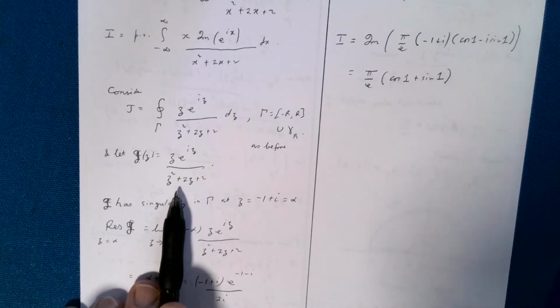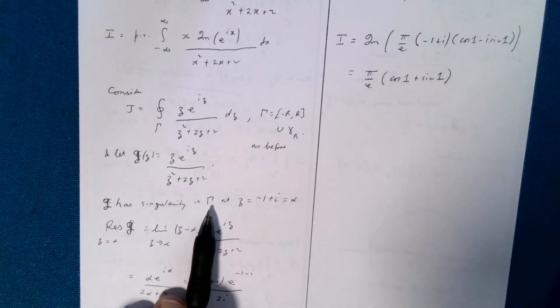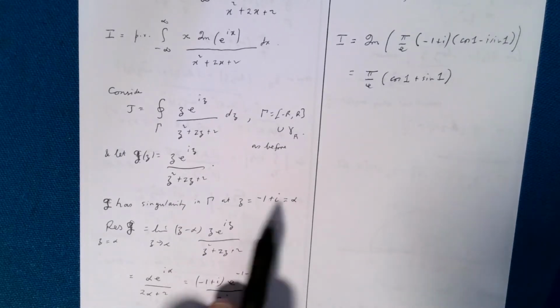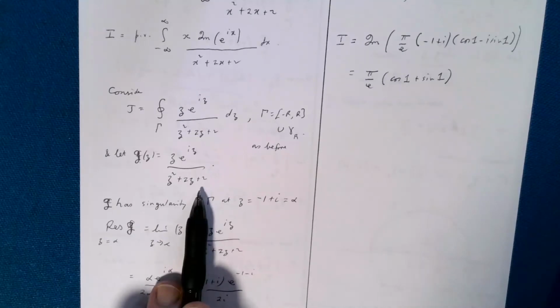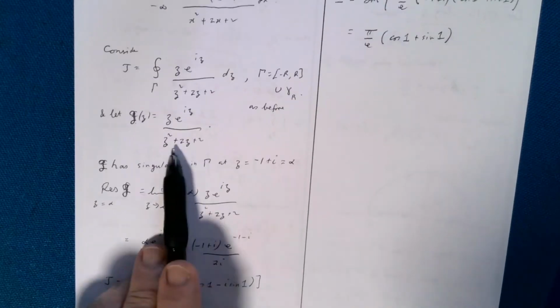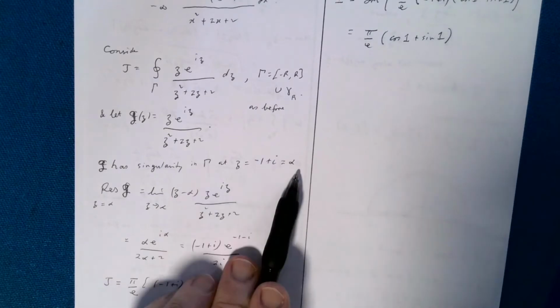Now, as before, we find the singularities. Inside gamma, this only has one singularity, which is at minus 1 plus i. You just solve this equal to 0. And again, it's going to be a simple pole, which you can see because this factors as z minus alpha, z minus alpha bar.